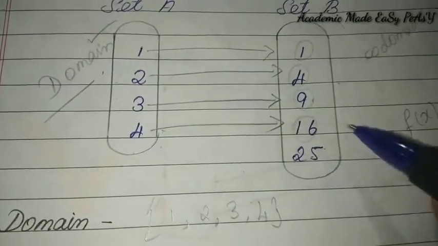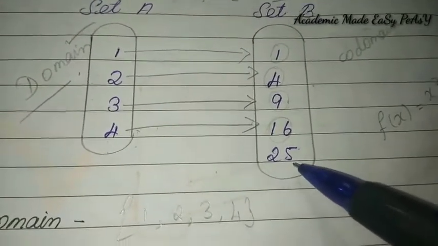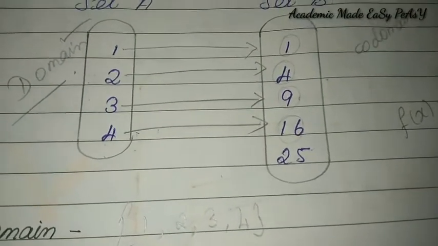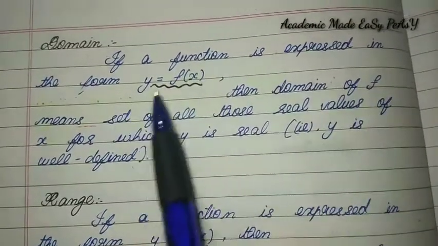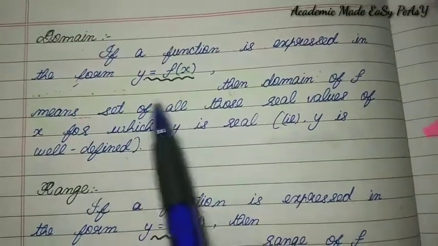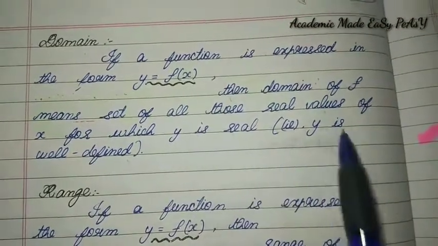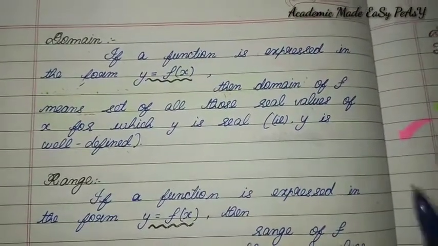Domain is nothing but all the elements in set A. All the elements will be mapped to some element in the codomain. Codomain is nothing but all the elements present in set B. Next, what is the range? Range is the elements that are mapped. First, for domain, if a function is expressed in the form y = f(x), then the domain of f means the set of all real values of x for which y is real, that is, y is well defined. So all the elements that we saw in set A are the domain.